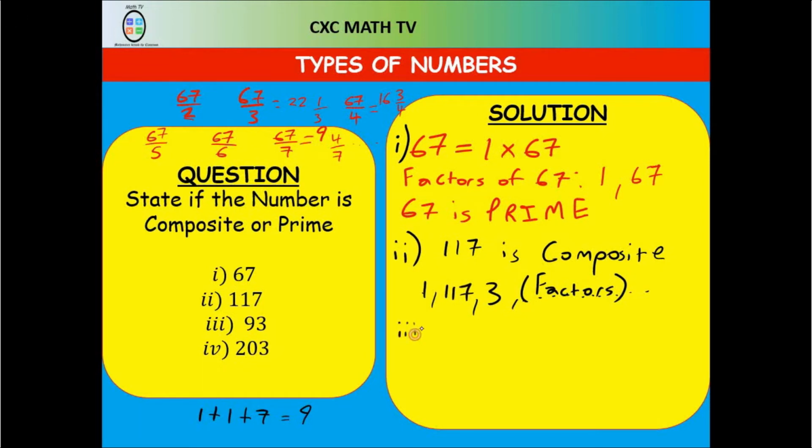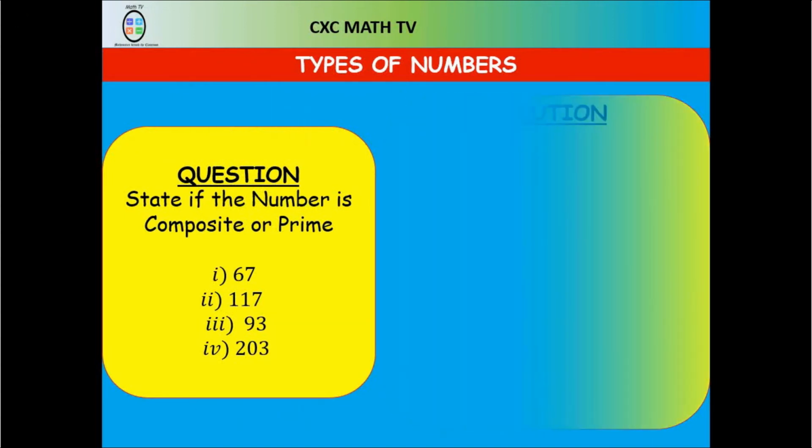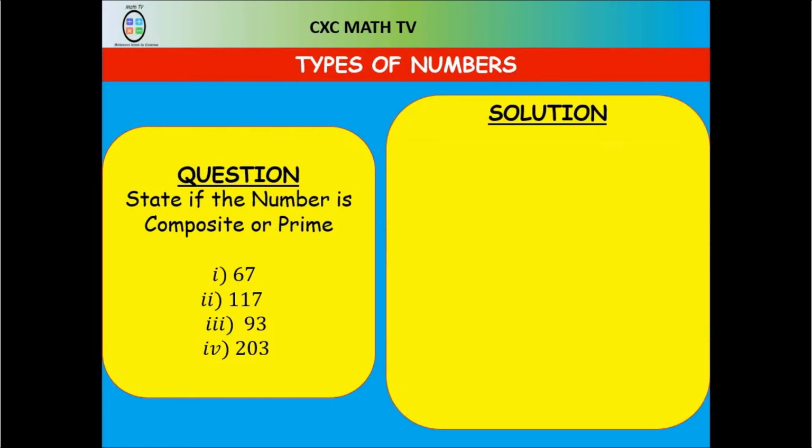Now the third one, 93. Clearly this one is divisible by 3, right? 9 is divisible by 3, 3 is divisible by 3, so 93 must also be divisible by 3. This one is very easy. 93 is what? Composite. That was an easy one. Very easy. Wow!